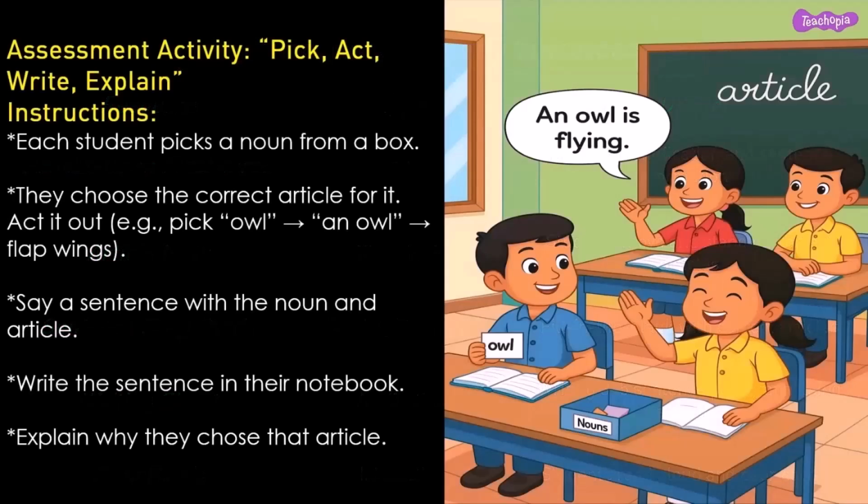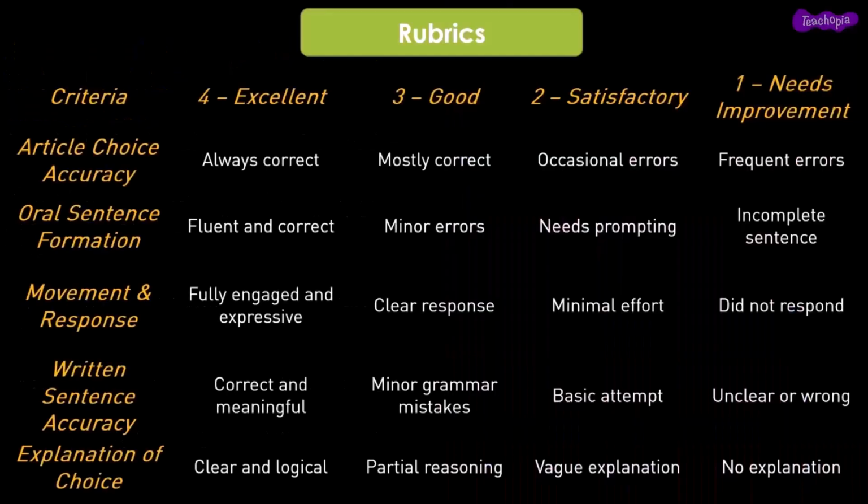We can assess if learners have understood the concepts using an activity called Pick, Act, Write, and Explain. Here, each student picks a noun from a box. They choose the correct article for it. They act it out, for example, picking owl, and they act an owl using their hands and flapping their wings. Then they say a sentence with the noun and article. Then they write the sentence in their notebook, and then they explain why they chose that sentence.